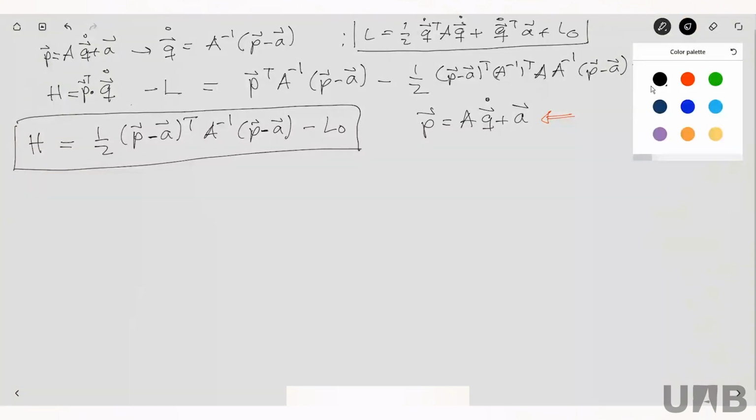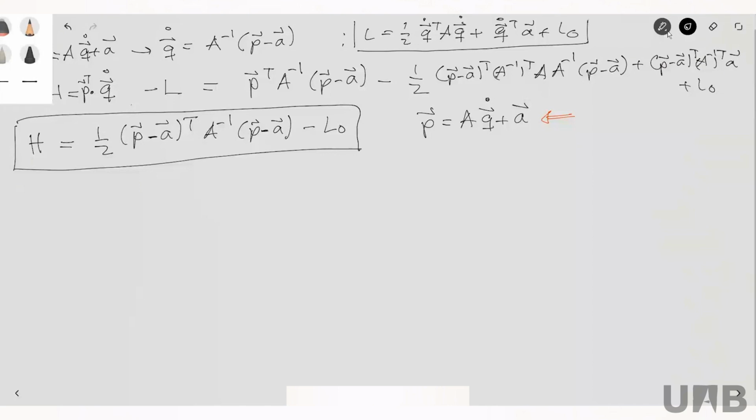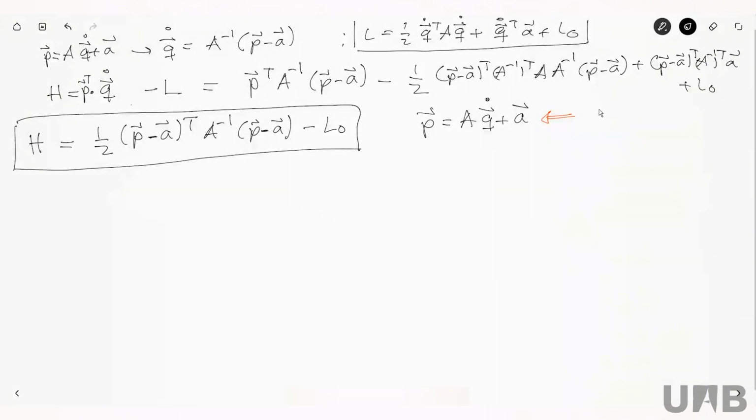So notice this thing. This is important. Notice that this is an example in which P is not proportional to Q dot. It has an extra term. And this in general may happen. Most of the time what you find is that P is proportional to Q dot and that's it. But in general, it could happen, and we'll see an example of a physics system in which it does happen. There is an extra term.